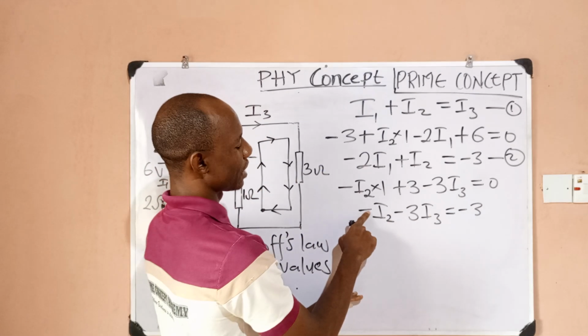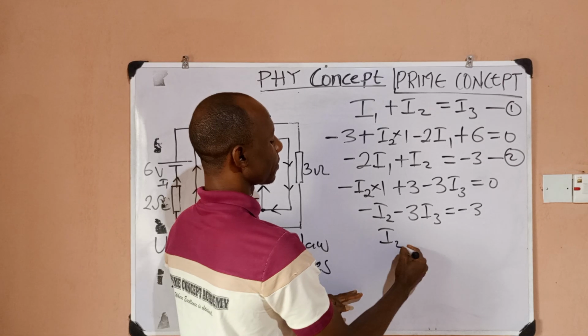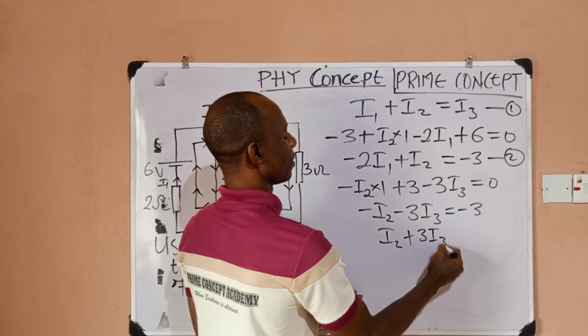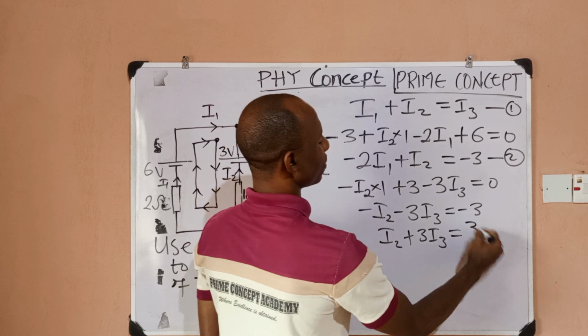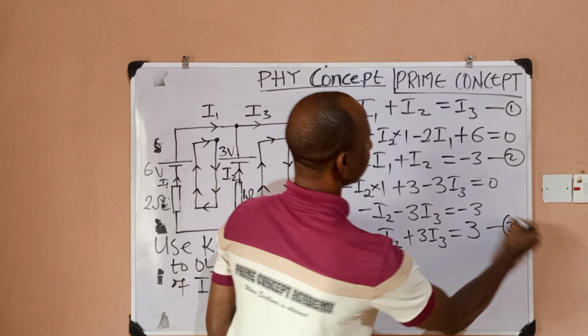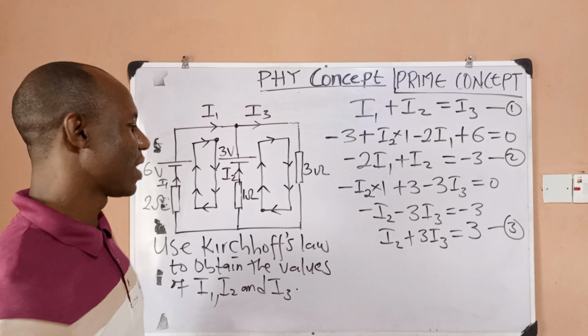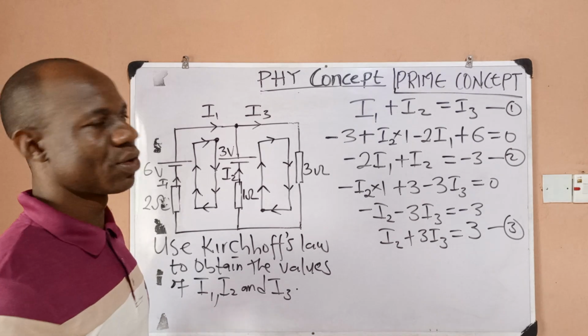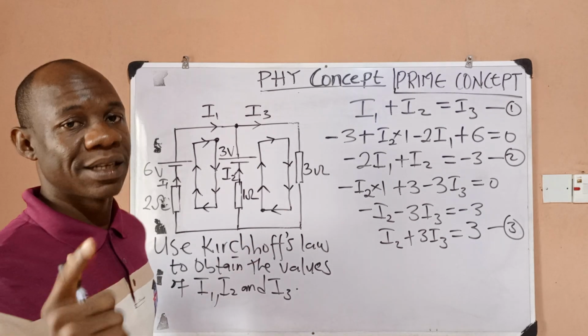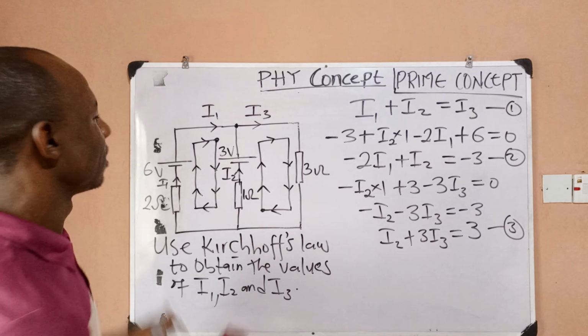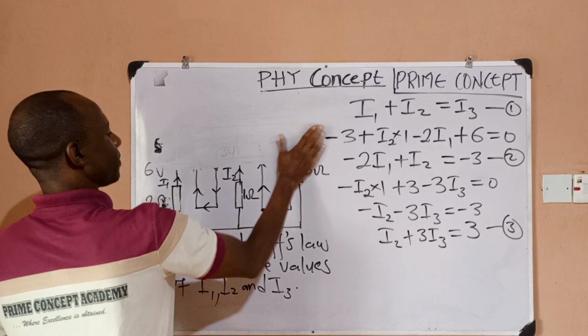So minus 1 times this is going to be plus. Minus 1 times this is going to be plus. Minus 1 times this is going to be plus. So this is going to be my equation 3. So I'm done generating the equations that are required. The next thing I want to do is to solve these 3 equations simultaneously to find the values of I1, I2, and I3.